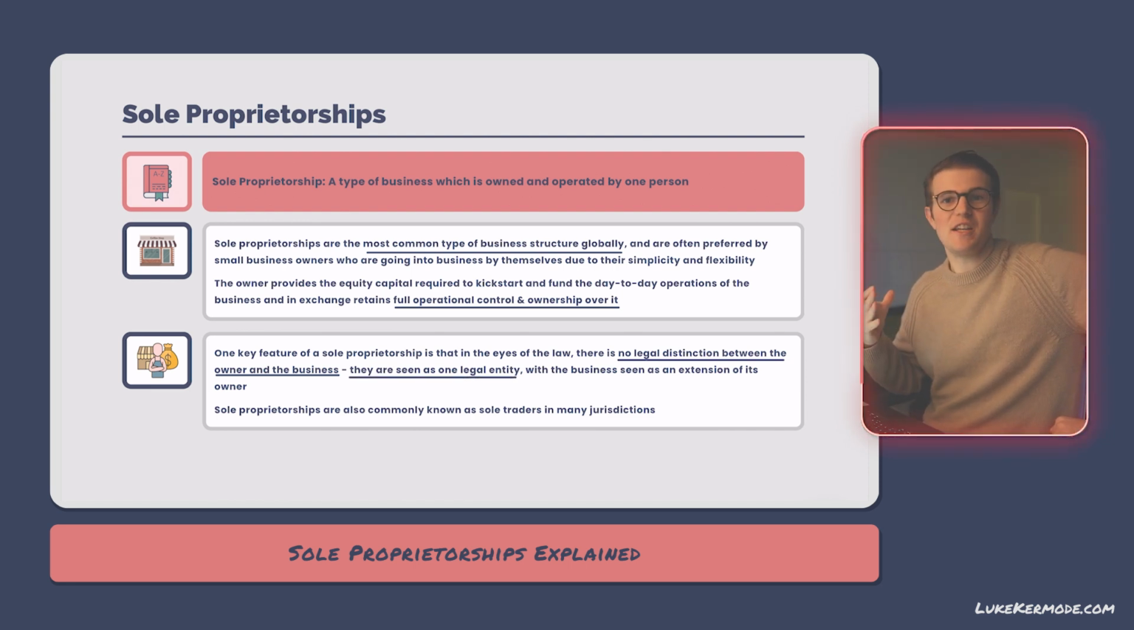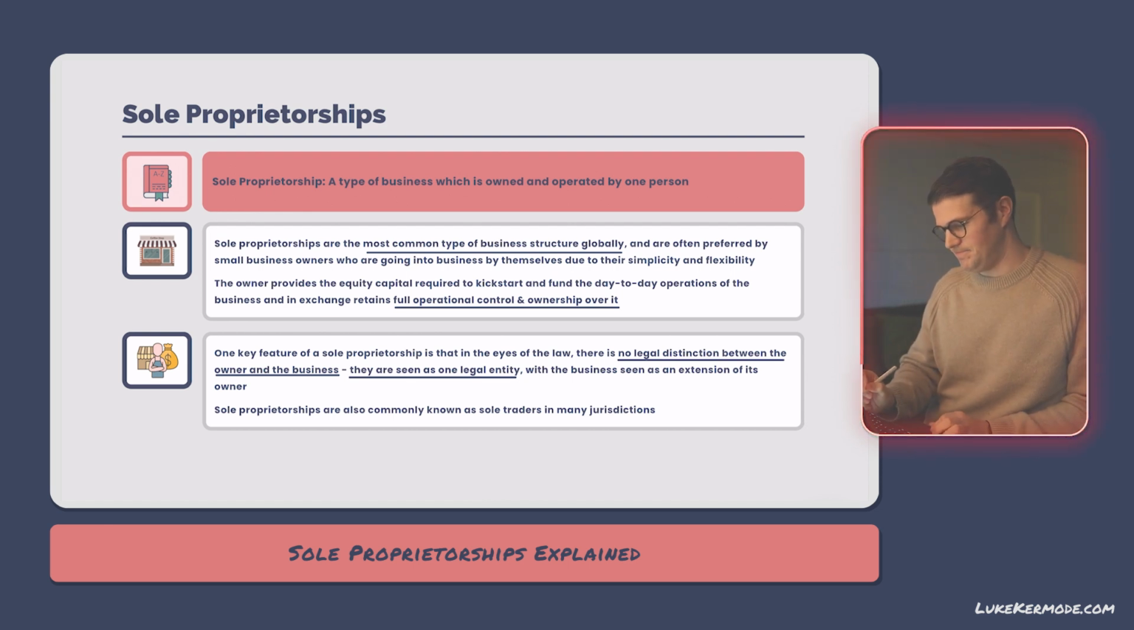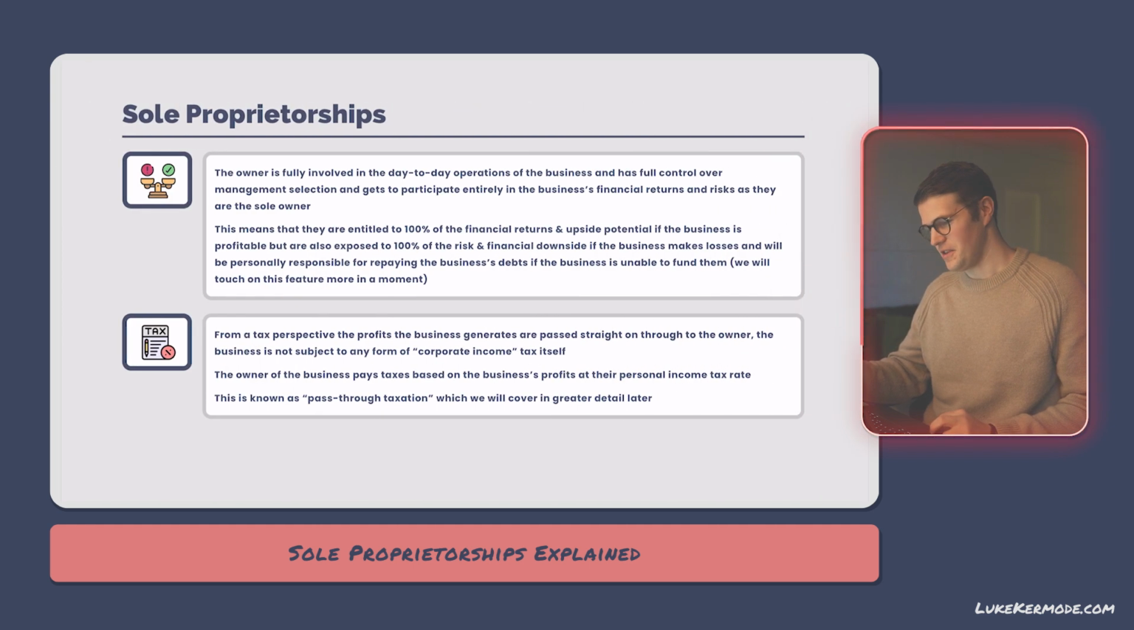They're basically just seen as one and the same. If the business owes someone money, then the owner owes someone money. They're not seen as independent of one another. And sole proprietorships, as I've already alluded to, are referred to as sole traders in many jurisdictions. In the US, they're known as sole proprietorships, so that's how the curriculum refers to them.